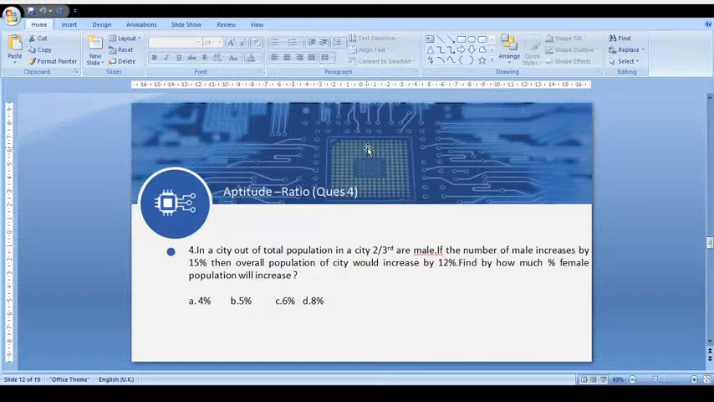It says that if the total population is 3 units, then in the 3 units, 2 units are the male. Okay. And if the number of males increases by 15%, then the overall population of a city would also increase by 12%, right? 15, 12, and 2 I thought. 15, 12. Okay.